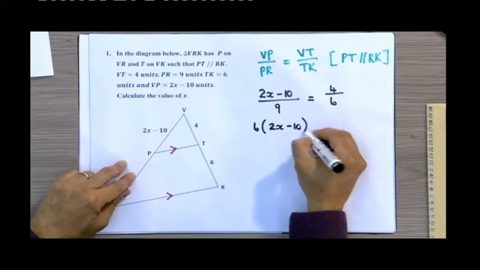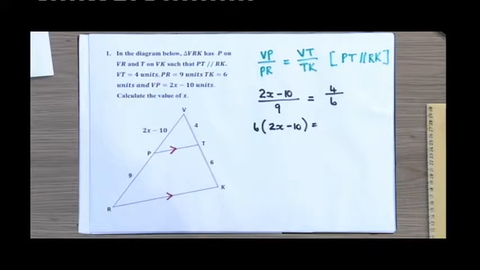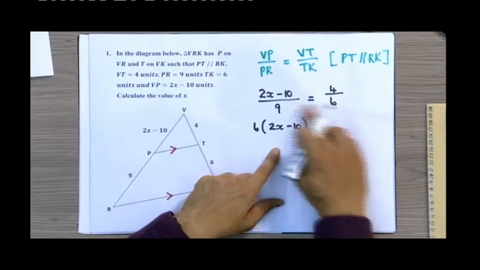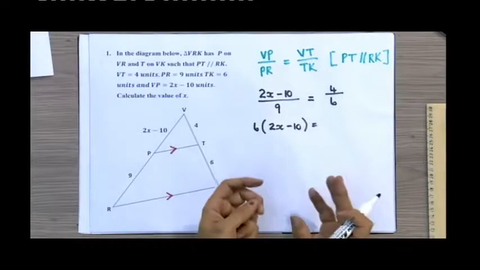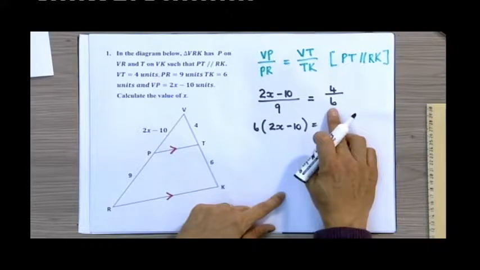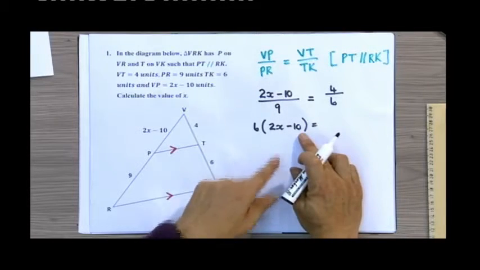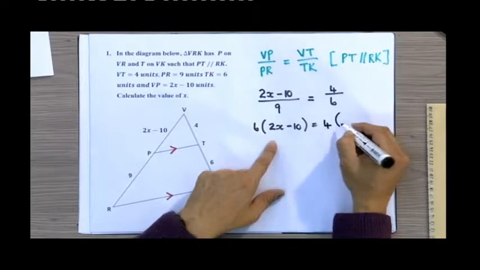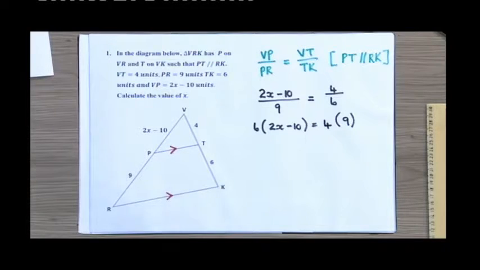And please take your time, write your extra steps to make sure that you don't make a mistake. Because normally learners will only multiply the 6 with the 2x. But remember, there's still the minus 10. So mathematically what it says, 6 must be multiplied with the expression there on top. So it's 6 times 2x minus 10. And then we have the 4 must be multiplied with the 9. See that we cross multiply.